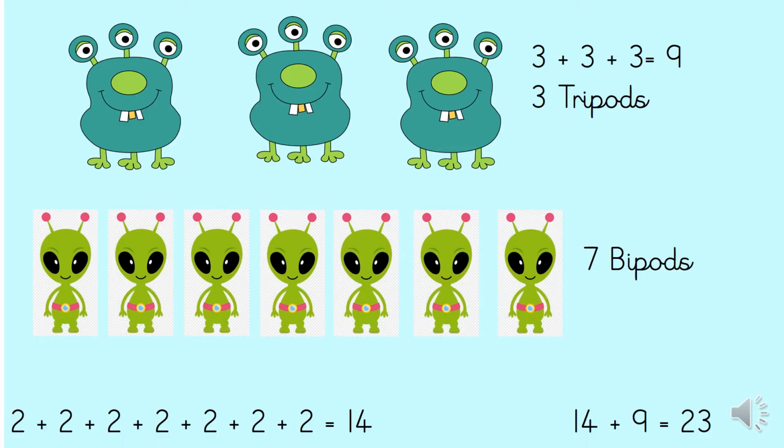So this is the first solution, 3 tripods and 7 bipods. To prove that, I'm showing you that 3 times 3, 3 add 3 add 3 equals 9. So there were 3 tripods, there would be 9 legs. And 7 times 2 is 14, so 7 bipods would equal 14 legs, and 14 add 9 equals 23 legs. So one solution, 3 tripods and 7 bipods.